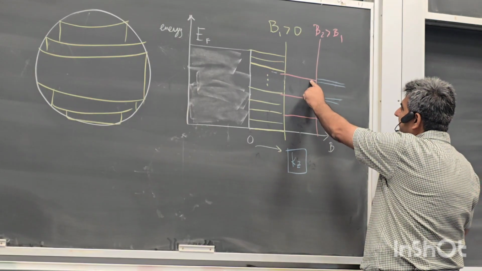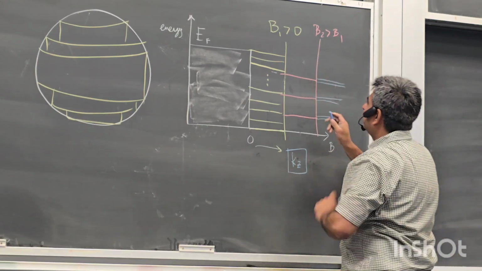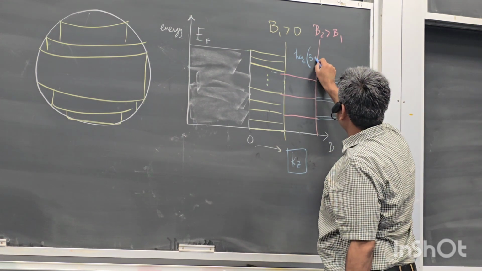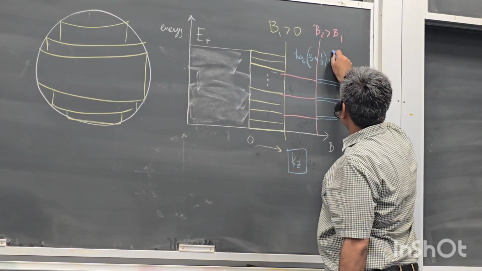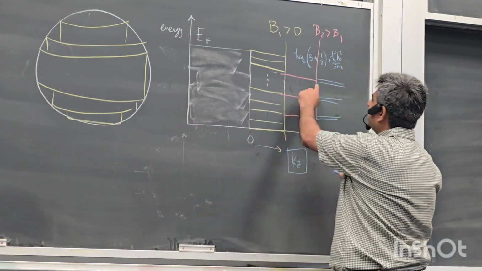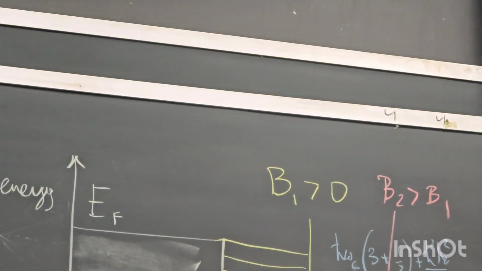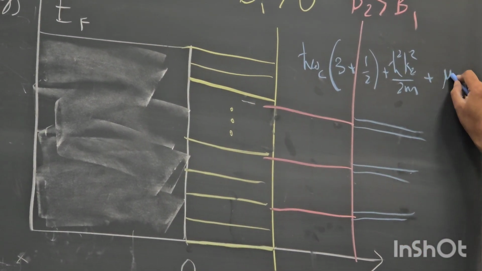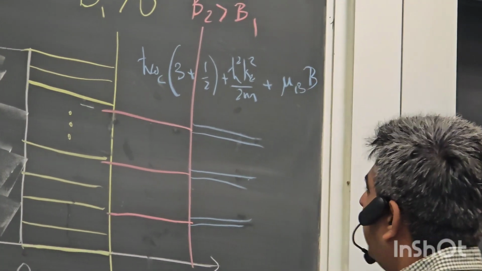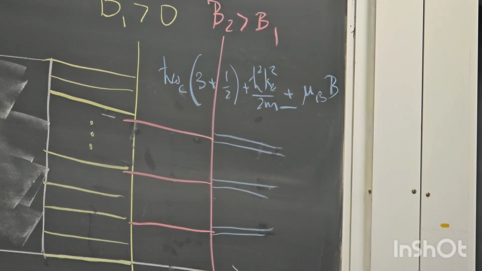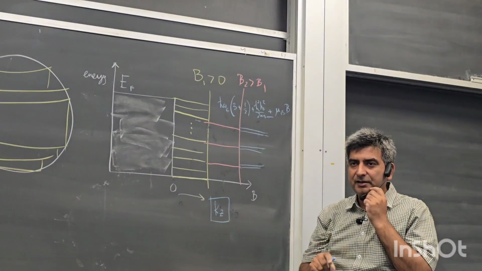So whatever this energy is, which is h bar omega c, L is 3, plus 1 half, plus h bar square kz square over 2m. This is the energy of this level. Now this level is going to be this energy plus mu B B, and this level is going to be this energy minus mu B B. So it just slightly splits each level.